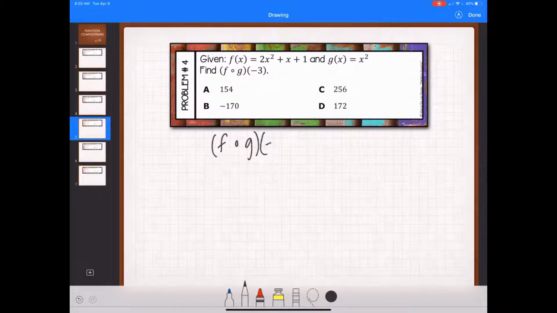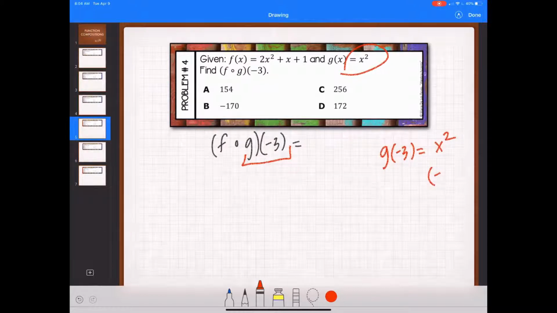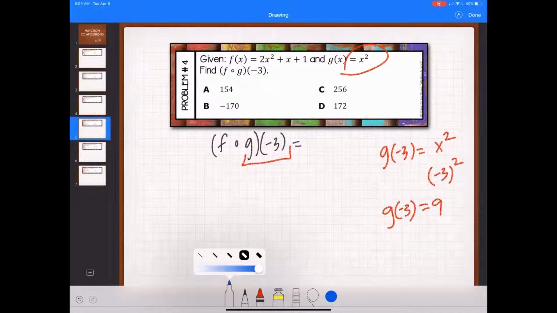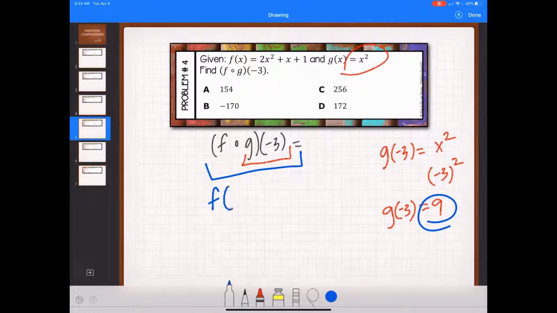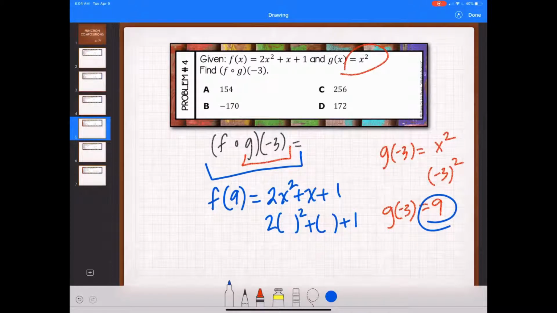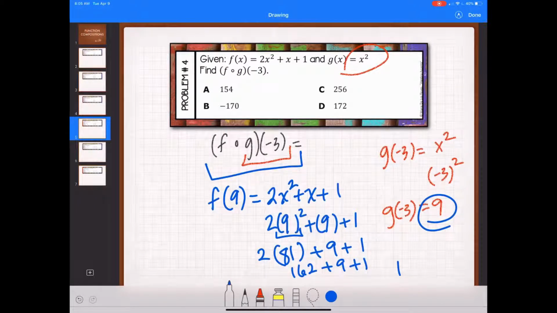The composition f of g of -3. The g function is x squared. So inside of x squared, I'm putting -3, and that equals 9. So g of -3 equals 9. We're going to use that to go into the f function. So f of 9, the f function is 2x squared plus x plus 1. I'm using this input of 9 for all of the x values. So 9 goes here and here. And I'm going to calculate this. 9 times 9 squared equals 81 times 2 plus 9 plus 1. 81 times 2, 162 plus 9 plus 1, and that equals 172.